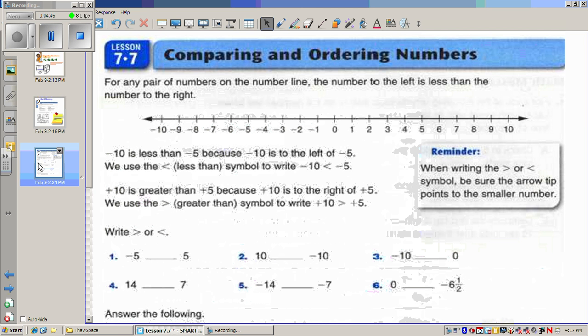Because if I'm negative 10, that means I'm $10 in the hole, or I'm $5 in the hole, and I'm kind of coming up if you see that. Hopefully that makes sense. It might be a little confusing. 10 is greater than 5 because 10 is to the right of 5, and that makes sense also.